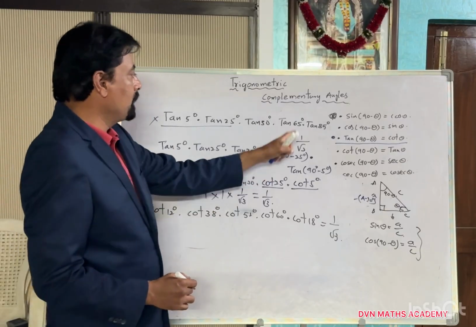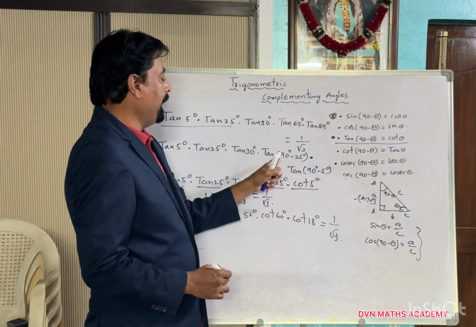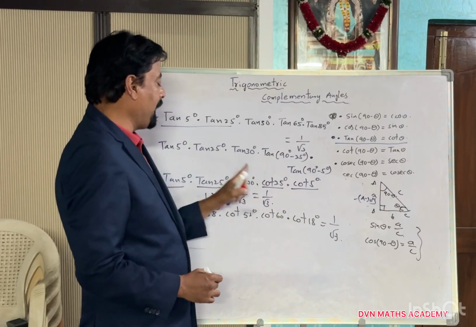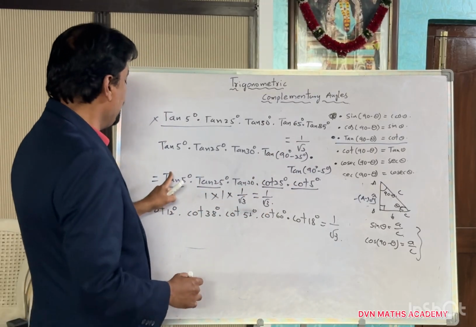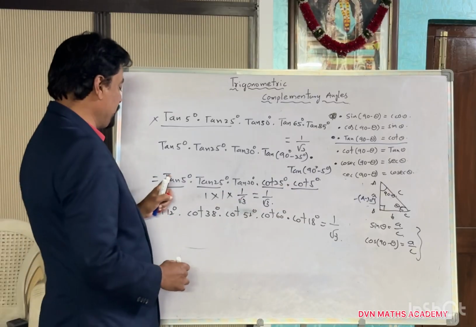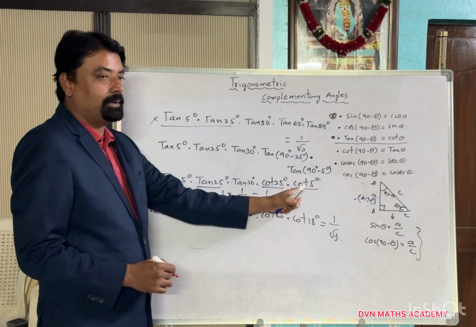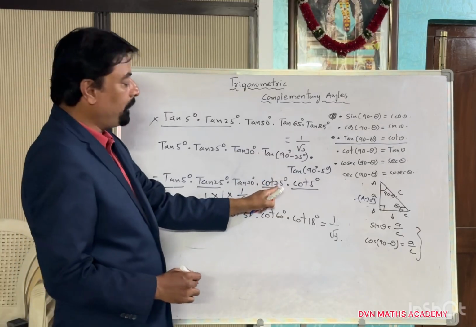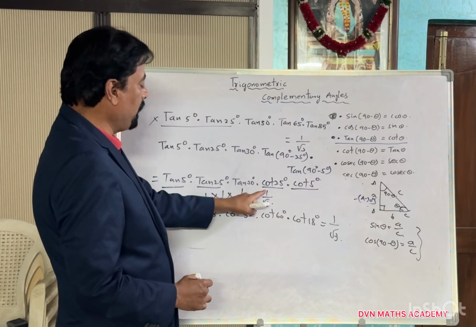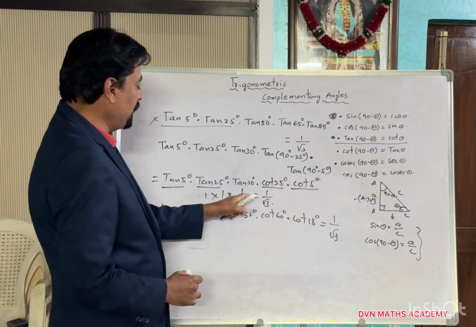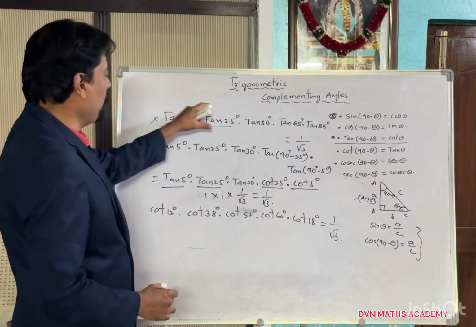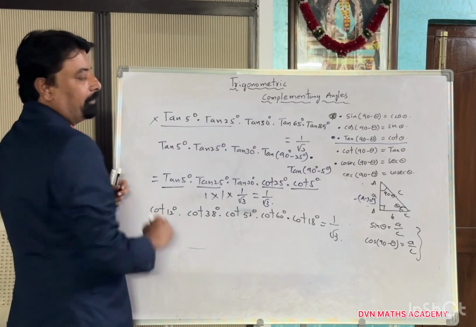Here I used complementary angles, and the rule tan 90 minus theta is cot theta. Another thing you should know is that tan and cot are reciprocals of each other. Therefore tan 5 degrees into cot 5 degrees is 1, tan 25 degrees into cot 25 degrees is 1, and tan 30 is 1 by root 3. If you multiply these three values, you will get 1 by root 3. Hence the product in the first question is equal to 1 by root 3.